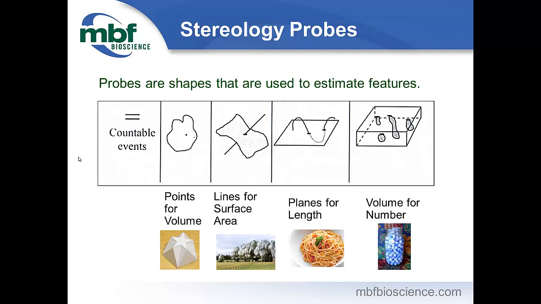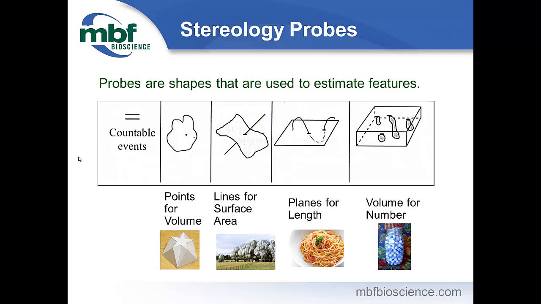When you're looking for numbers of particles, what we're going to do is find a unique point on the particle. And so we're going to be using a volume to probe for the number of points that are there. And so this is what we mean by stereology probes: the shapes that you probe with and the rules that you follow to be unbiased.